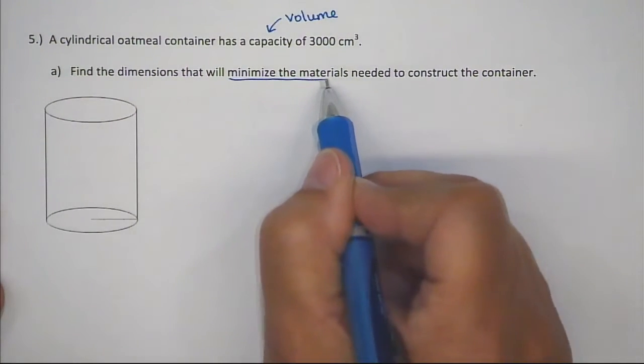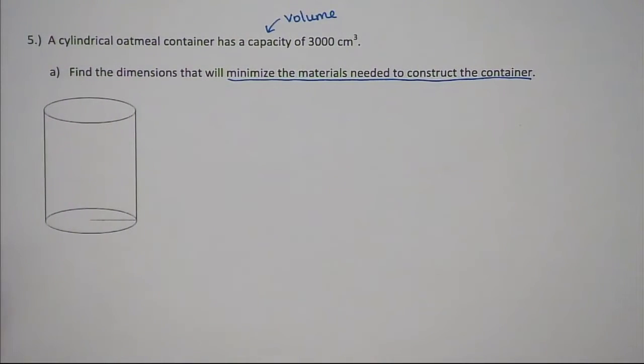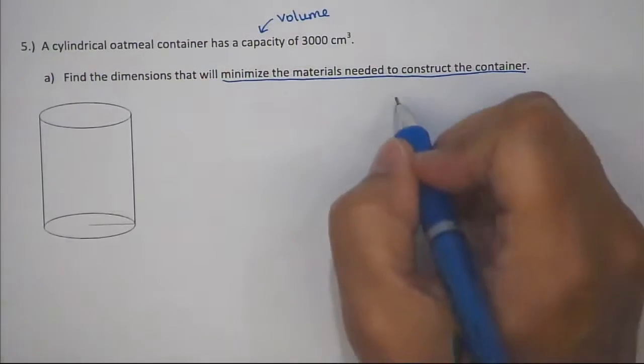So we want a formula that's going to minimize the materials needed to construct this container. So what are we talking about when we're constructing something? The surface area, right? So think about it. You've got your Quaker Oats container, right? So if I'm going to construct it, I've got to build whatever they use to make the cylinder part, the round part, which remember is just a rectangle, right? And then we've got to put the top and the bottom on it, so those are circles, correct? So that's surface area.